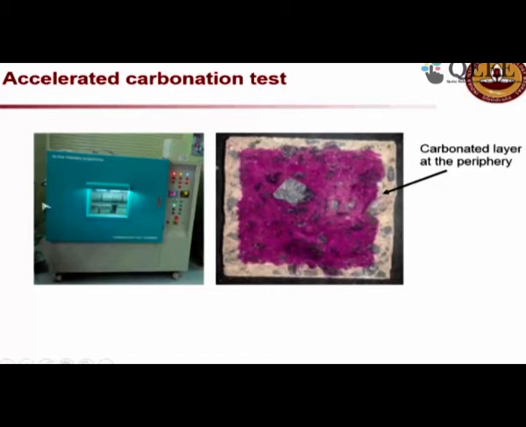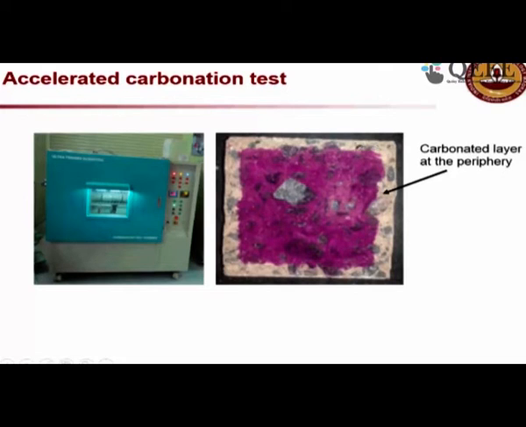For example, by going by this accelerated carbonation test, we can do tests within 3 to 4 months and get a good estimate of how that concrete is going to behave in the long term under natural carbonation.